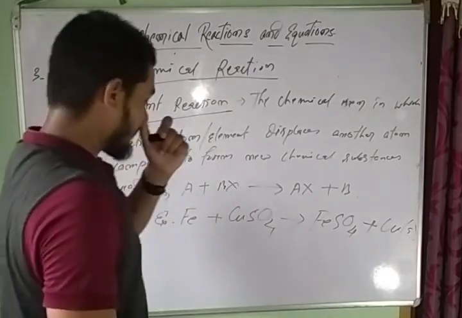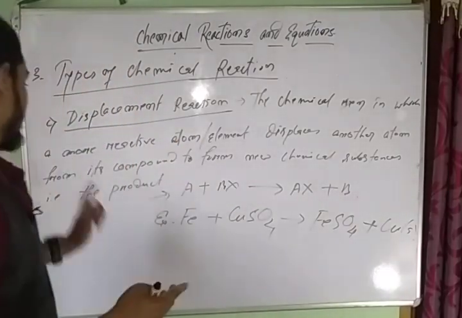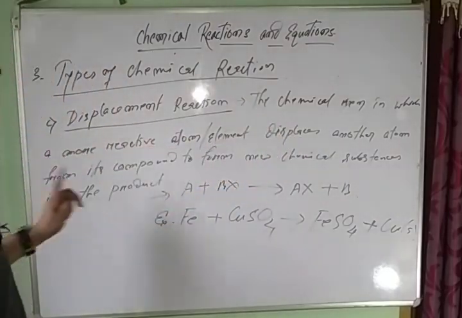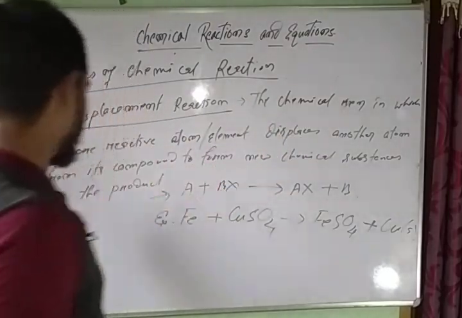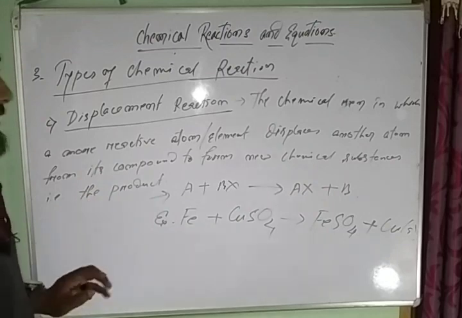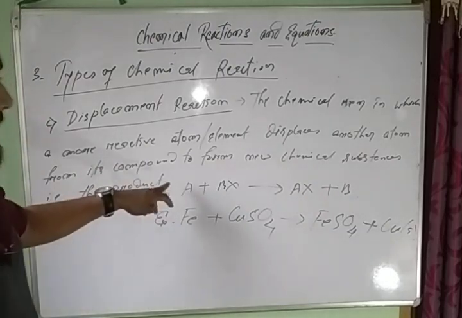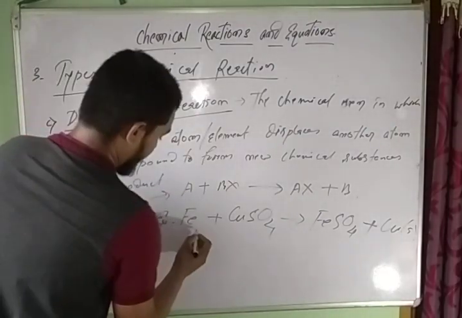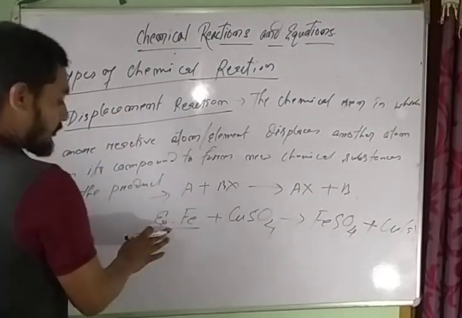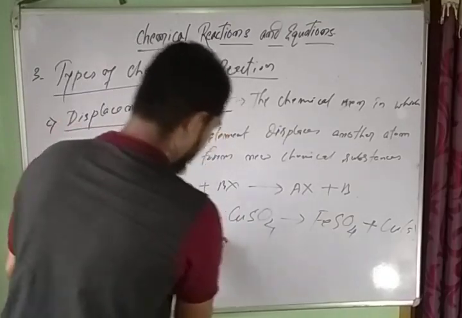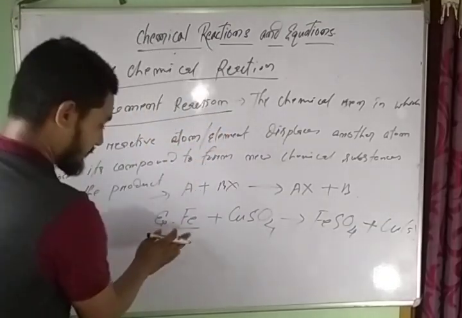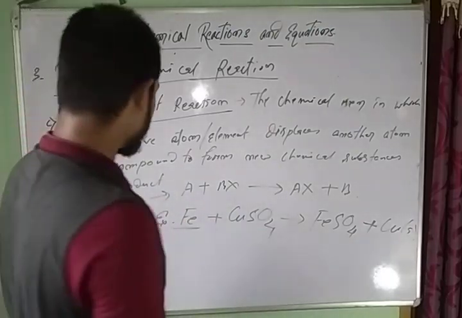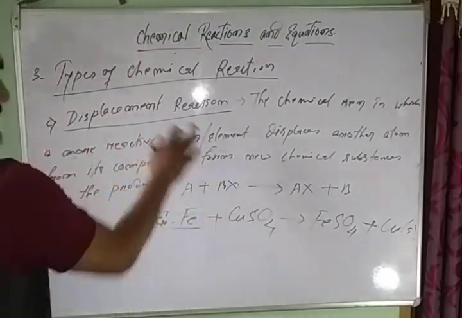Displacement reactions are the chemical reactions in which a more reactive atom displaces another atom from its compound to form new chemical substances, that is product. This type of chemical reactions are called displacement reaction. Here the condition is that the atom which will displace another atom from its compound must be more reactive than this one. Okay, this is all about the displacement reaction.